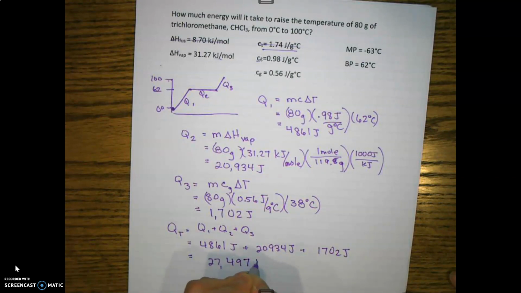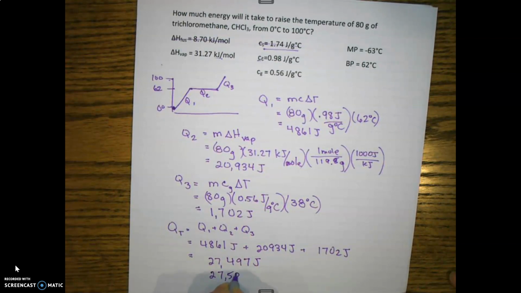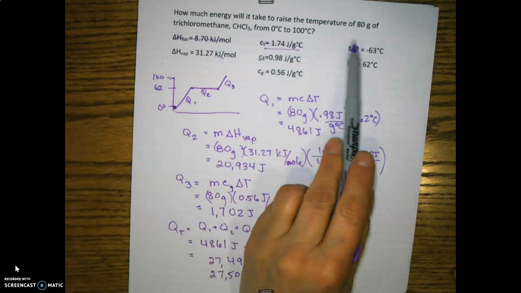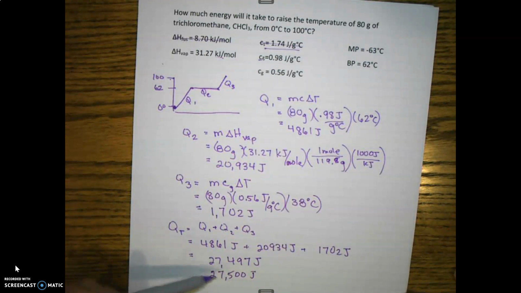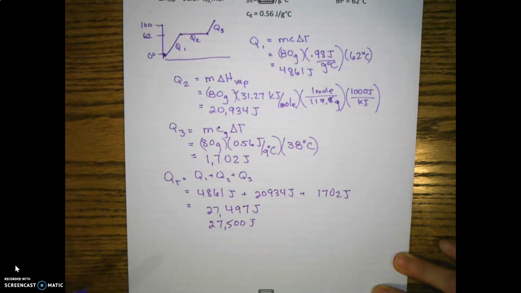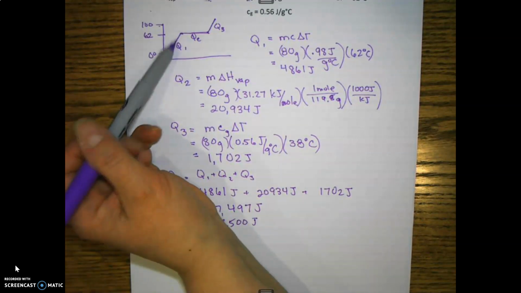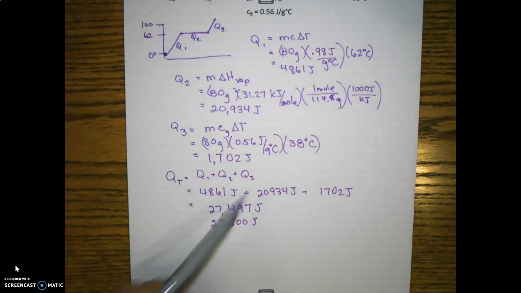27,497 joules. So practically, I probably want to round it off to either 27,000 or 27,500. I definitely don't want to go more than that, because accuracy is pretty bad up here. So let's say that I got more sig figs even than I should have, but at least 27,500 is a little bit better. So each step individually, and then just add them all together.